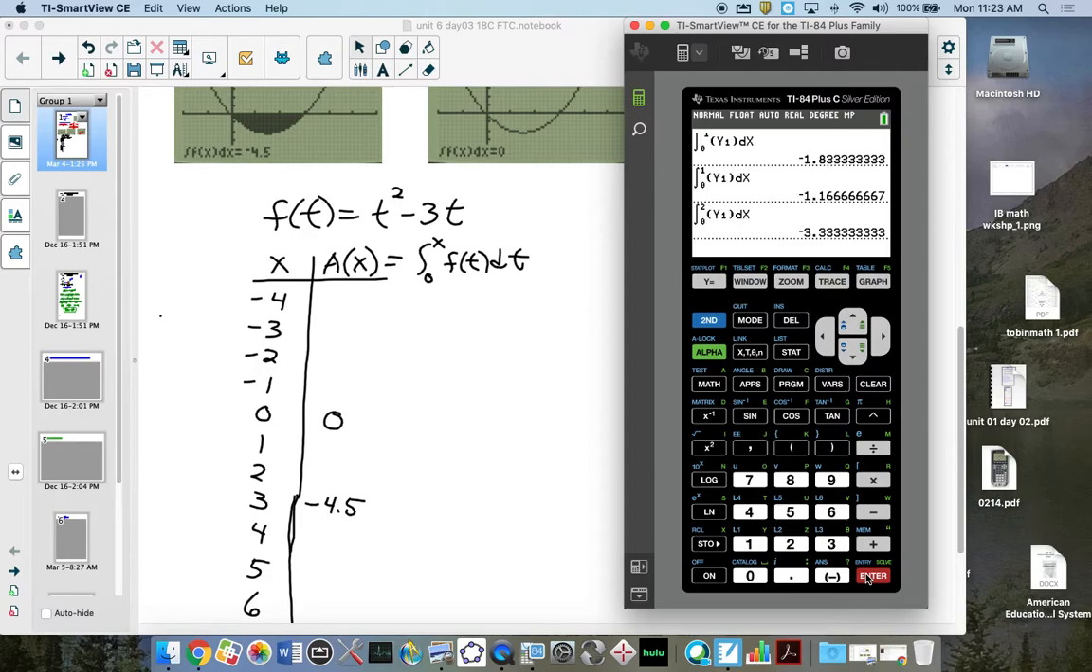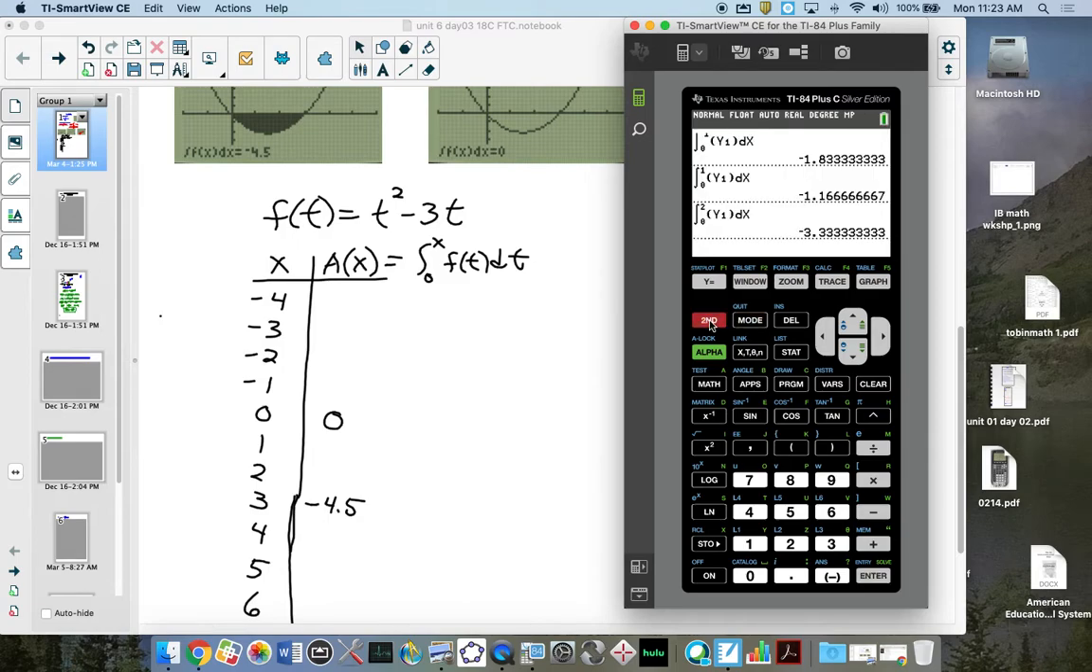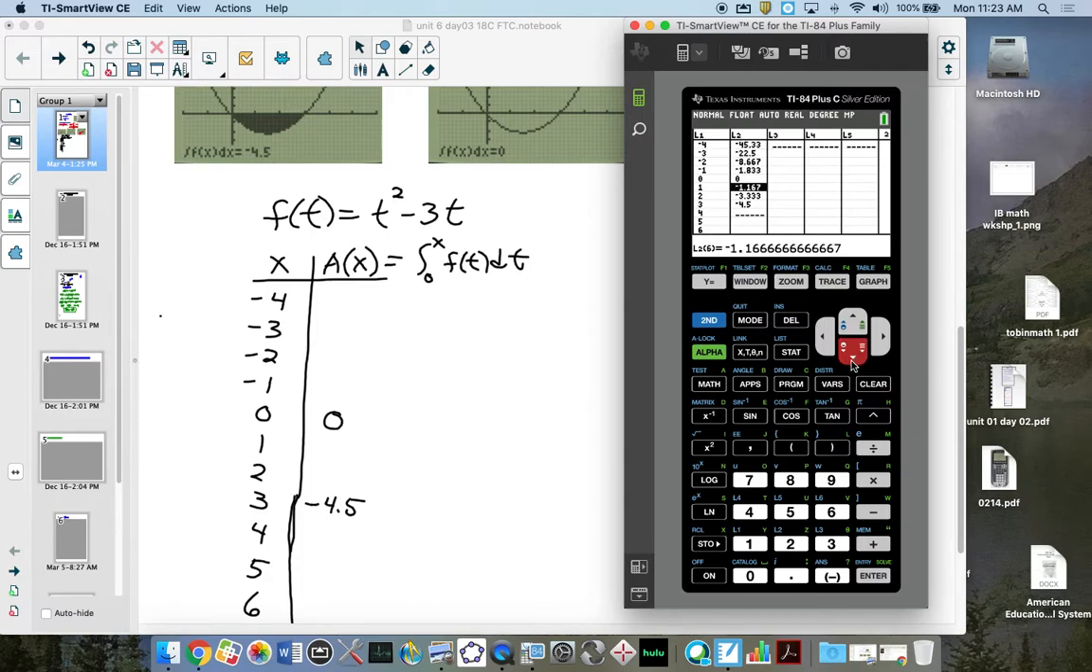And I would suggest going through and trying to do this yourself, just to be familiar with being able to do this sort of a thing. Now we have to do 3, but we know the answer for 3 was negative 4.5. Okay, now we'll go to 4. Negative 2 2/3. Okay, 2 more.